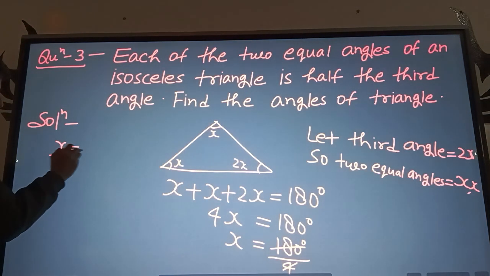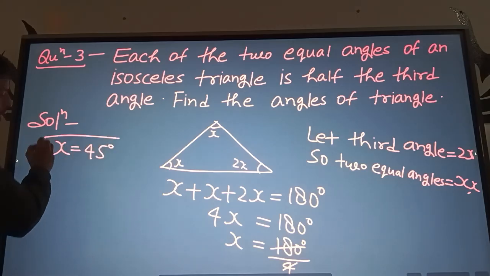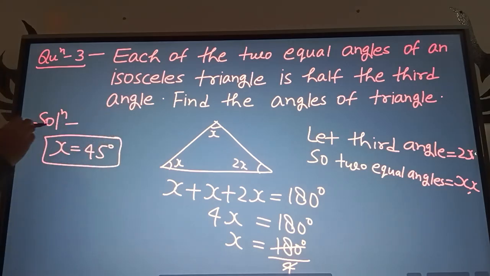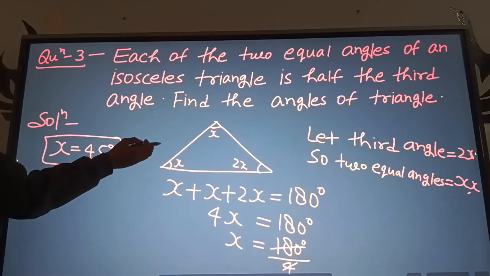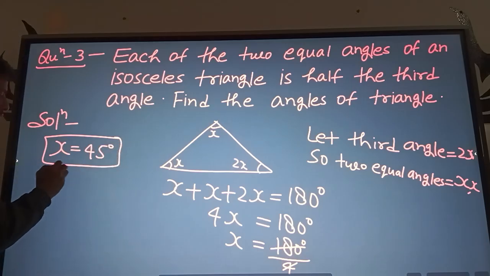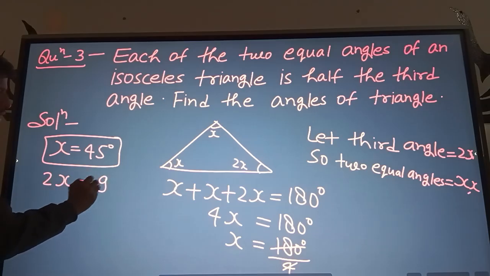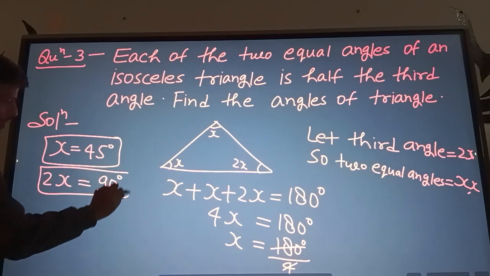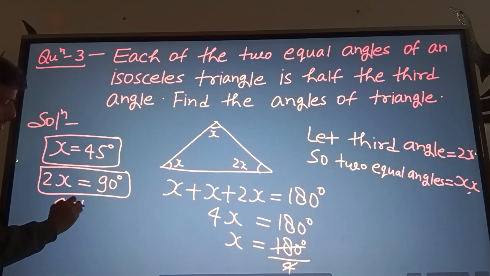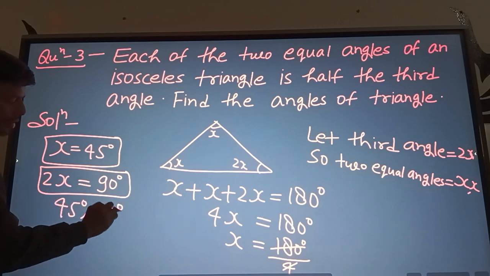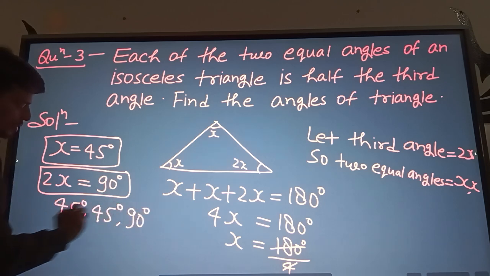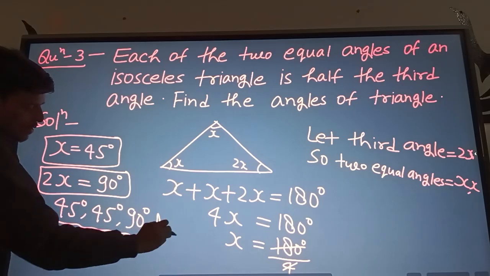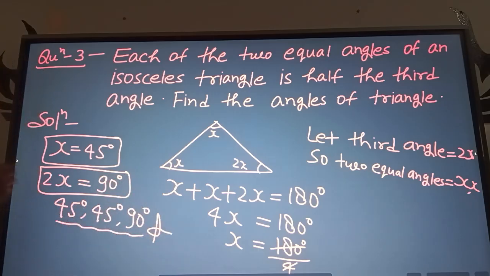x equals 45 degrees. Find the angles of the triangle. x equals 45 means the two equal angles are 45 degrees and 2x equals 90 degrees. So the angles are 45, 45 and 90 degrees. These are the values of the angles of the triangle.